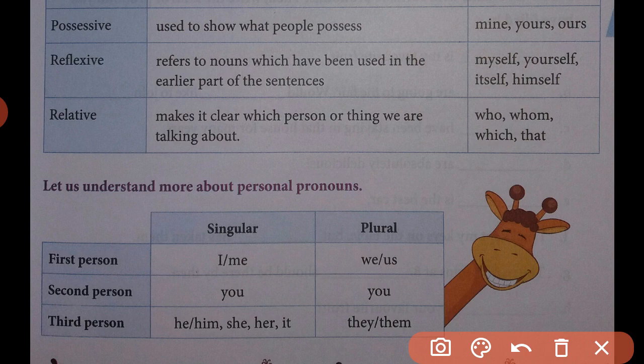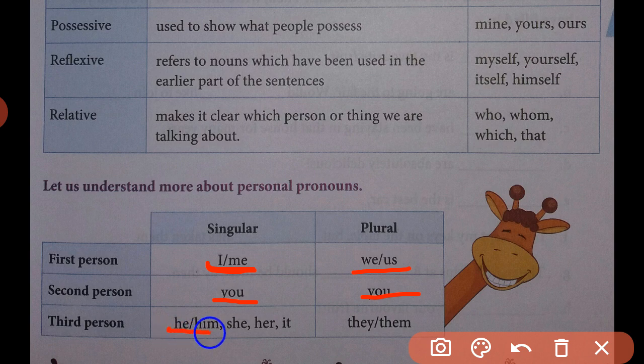So here, as a first person singular pronoun, it is I, me. I is a subjective pronoun, whereas me is an objective pronoun. For plural, we, us. Here we is a subjective pronoun, us is an objective pronoun. In the same way for second person, you, for singular and for plural. That means for singular and plural, the pronoun you is used as second person, and its objective case is also you.